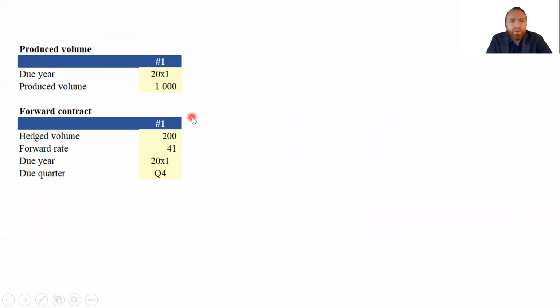So let's make a few simple assumptions here to get going. We're going to hedge some volume risk here, some revenue risk, so that we're expecting to produce 1,000 units of some commodity, let's say oil. And it's evenly distributed throughout the year. This can be done in different ways. Here we're just assuming equal production in all 4 quarters of the model.